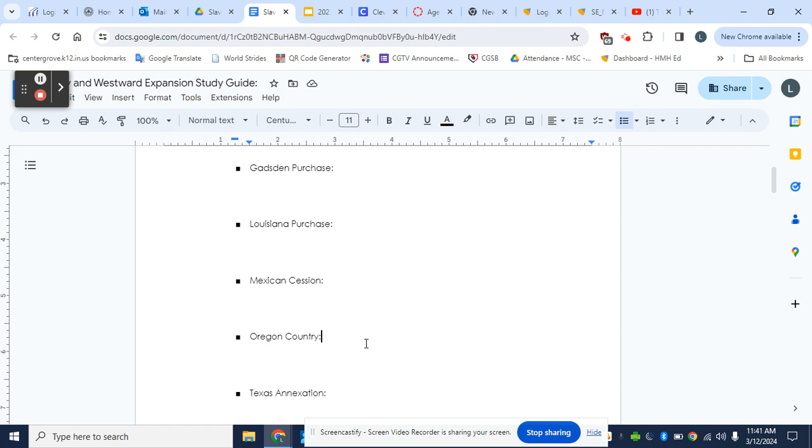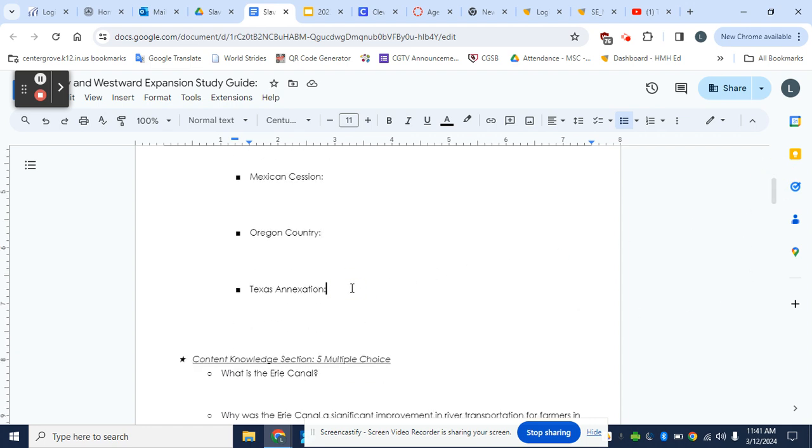Oregon Country, this is the area of land in the upper northwest corner of the United States. This area was once controlled by 4 different countries: Britain, Russia, Spain, and the United States. All 4 of these countries made land claims in this area. Eventually, Russia and Spain are going to drop out, and it's just going to be a battle between Britain and the United States. And instead of going to war, Britain and the United States sit down and decide to come up with a compromise. And it is going to become part of the United States after reaching that agreement with Britain in 1846.